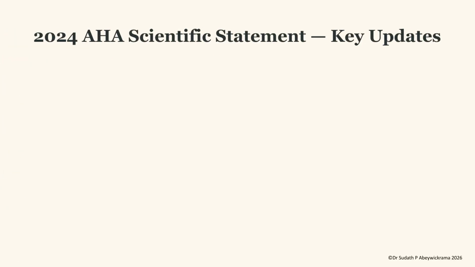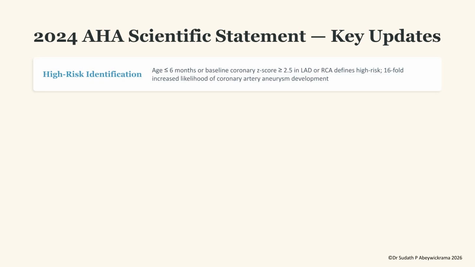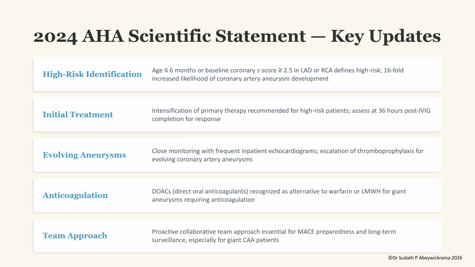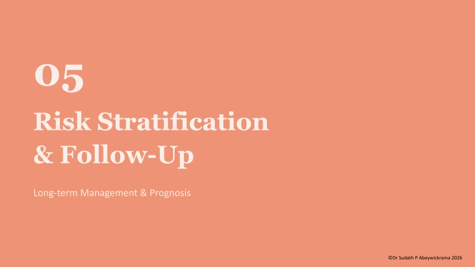Key updates from the 2024 AHA statement emphasize identifying high-risk patients, such as infants, or those with baseline coronary dilation. These patients require intensified primary therapy and close monitoring for evolving aneurysms. DOACs are now alternatives for anticoagulation in giant aneurysms. Finally, Module 5 addresses risk stratification and follow-up, covering long-term management and prognosis for children affected by Kawasaki disease.